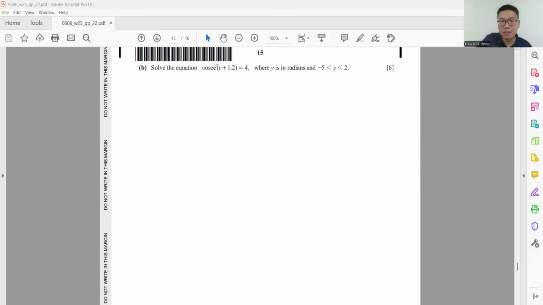11b asks you to solve this equation. We have cosecant. Cosecant means 1 over sine. So instead of swapping this part upside down, I can swap my right hand side. Then we know, according to ASTC, sine is a positive value, so my answers are in the first and second quadrant.